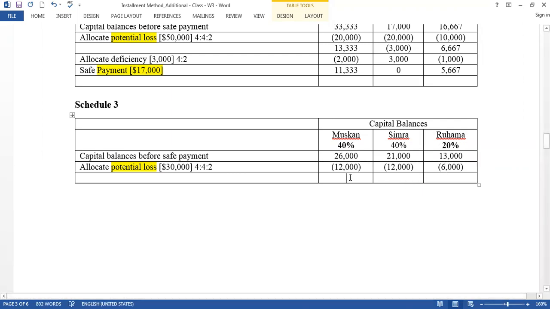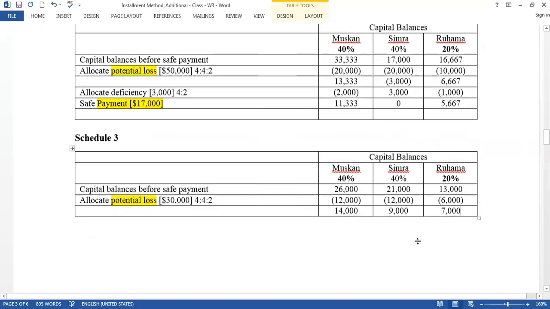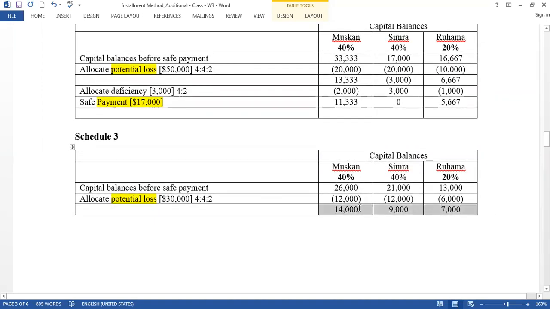So after allocating this loss, what are the balances? The balance is $14,000 for Muskan, $9,000 for Shimla, and $7,000 for Ruhama. Now, who is capital deficient? No one is capital deficient, right? Yes, no one is capital deficient.